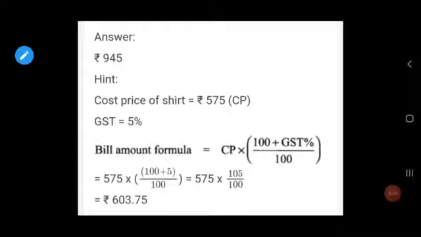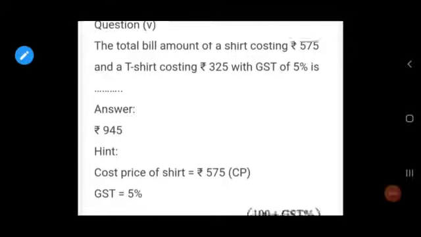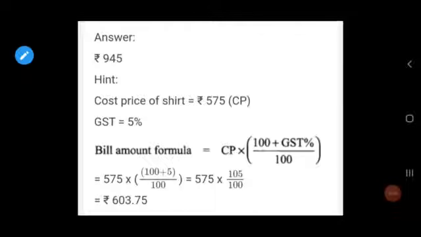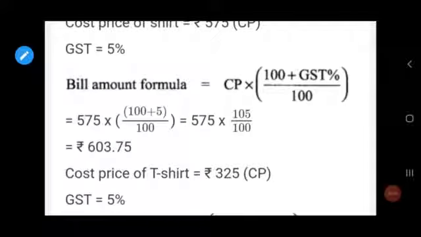So we have to take first the shirt. The CP of the shirt is 575. So 575 into 100 plus GST percentage 5 they have given, so divided by 100. So 105 divided by 100 into 575. If you are simplifying, we will get the answer 603.75. Next, cost price of the t-shirt.